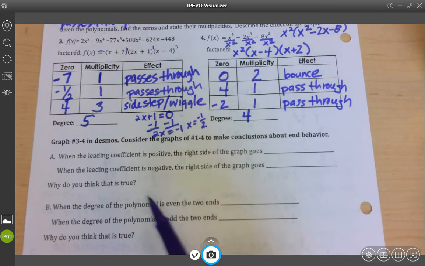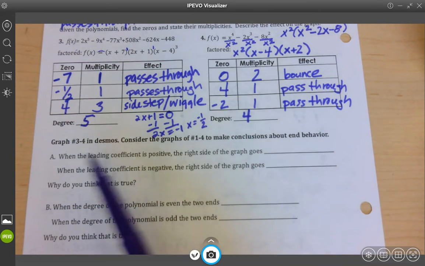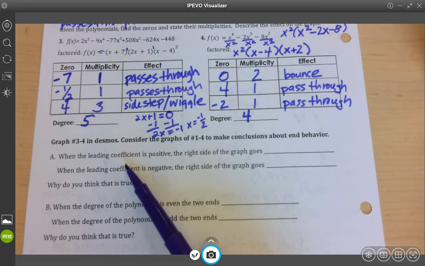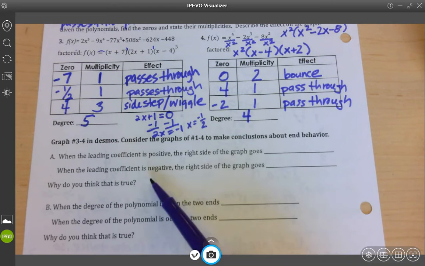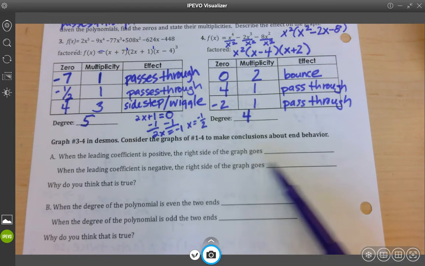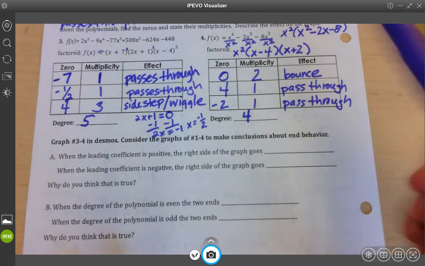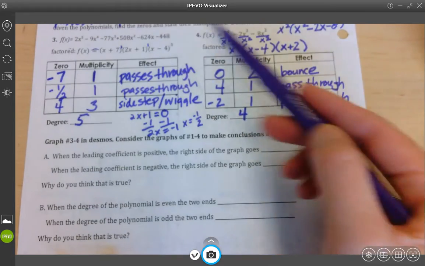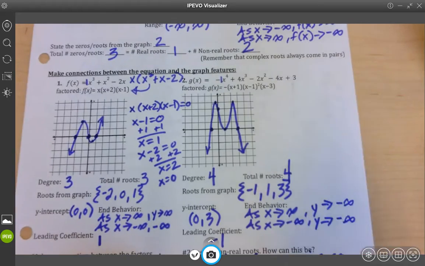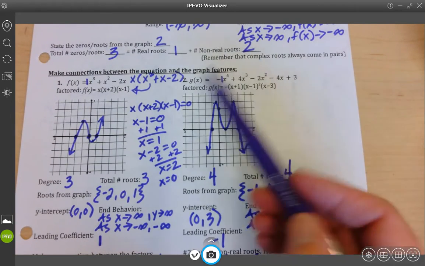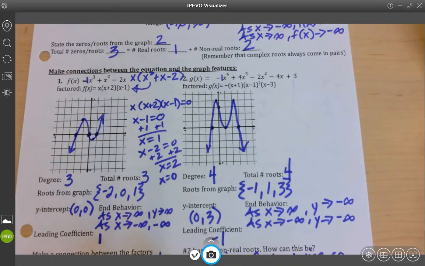All right. So here are the things we're making conclusions about. First, about end behavior. When the leading coefficient is positive, the right side goes to blank. When the leading coefficient is negative, the right side goes to blank. And why do you think that's true? So I want you to consider not only 3 and 4, they both have leading coefficients that are positive, but also, and actually even more important, leading coefficients from 1 and 2, because we have the graphs right here. Okay?